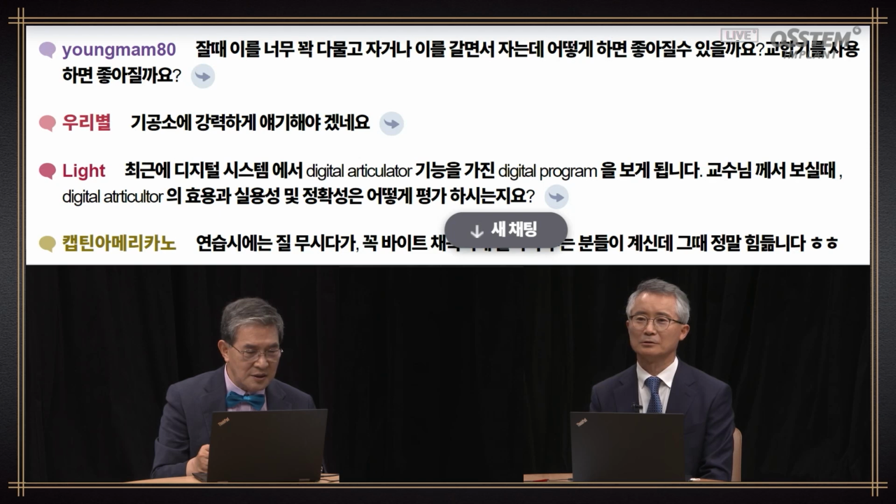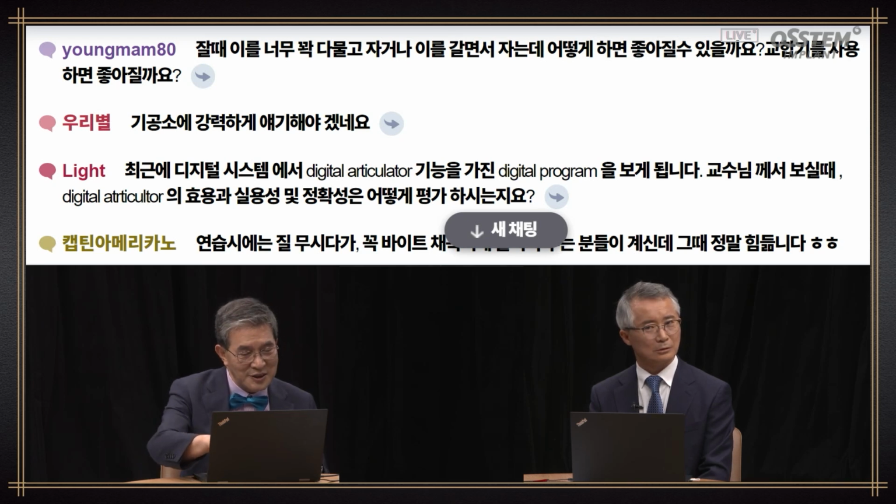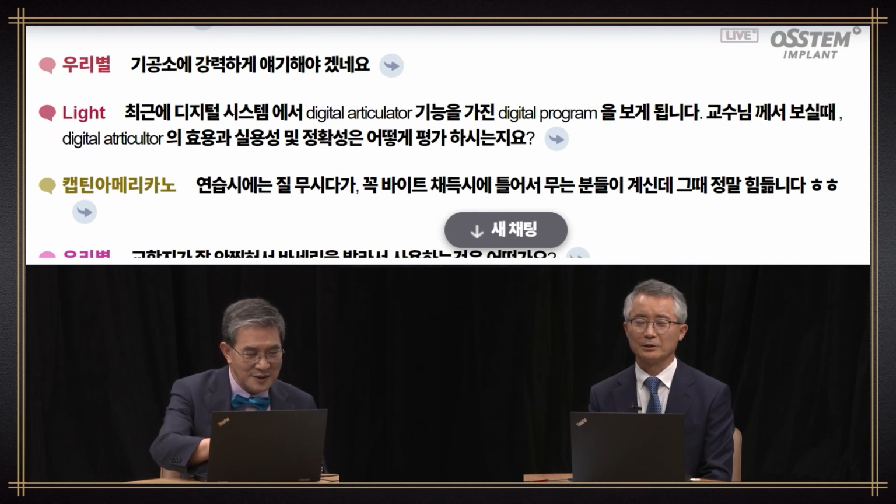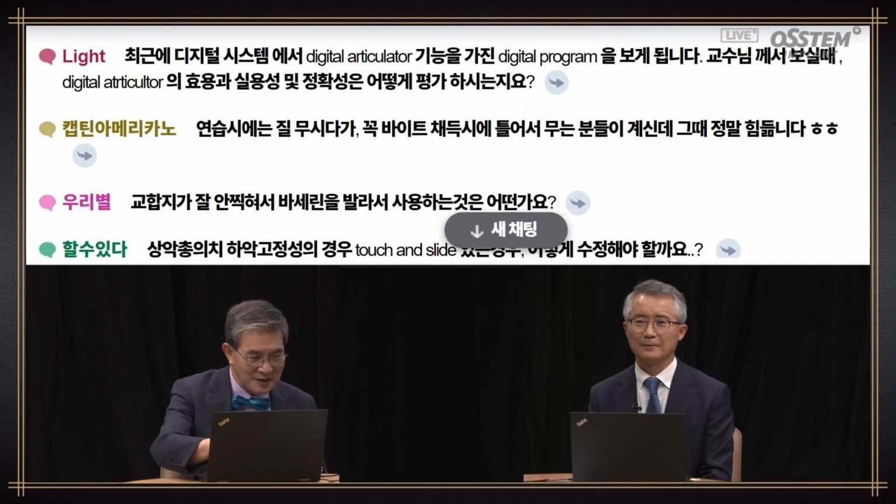If the patient has a habit of biting down strong or grinding during sleeping, how can I improve the situation? Should I use the articulator here? I think this is slightly off topic. So this is not about the denture.